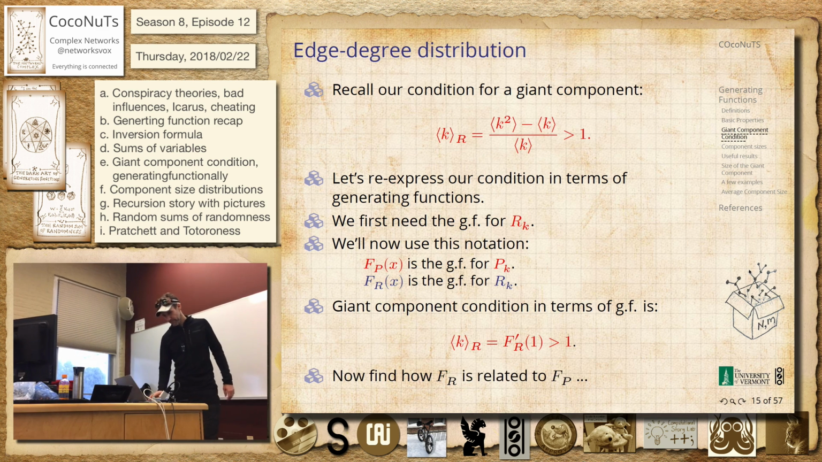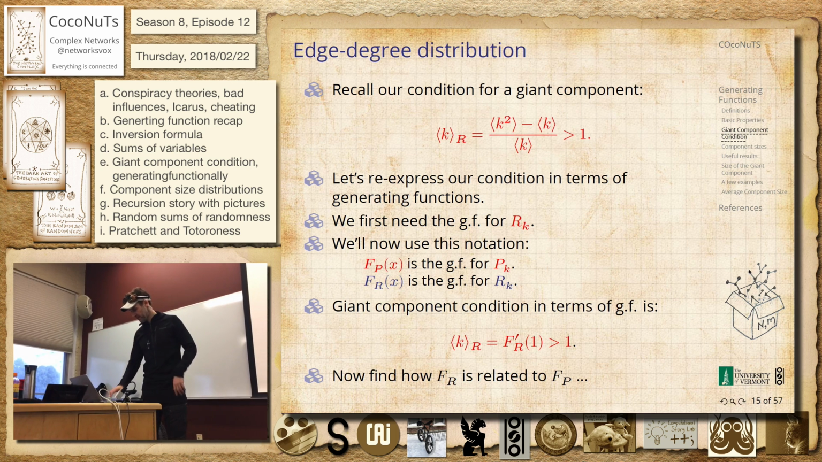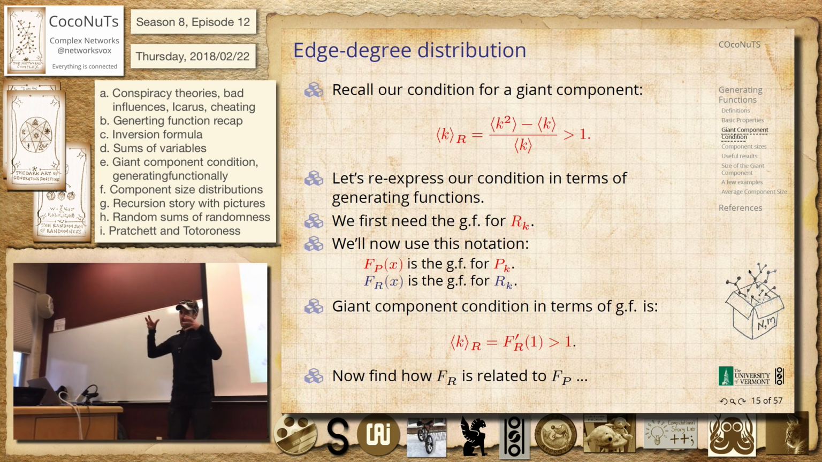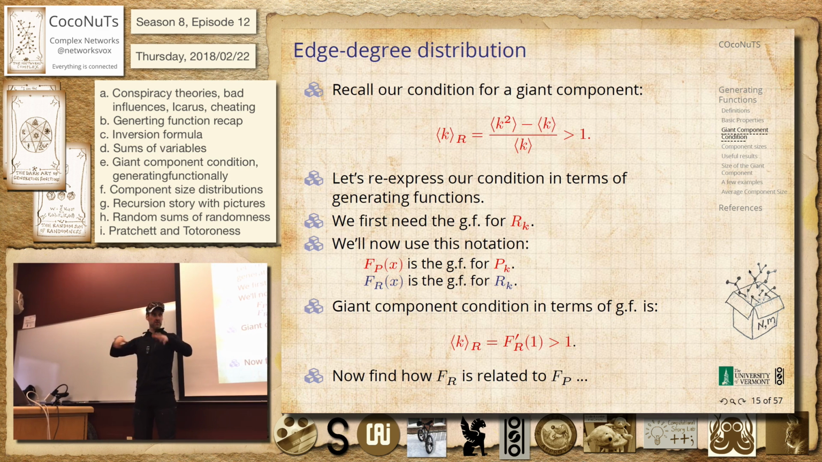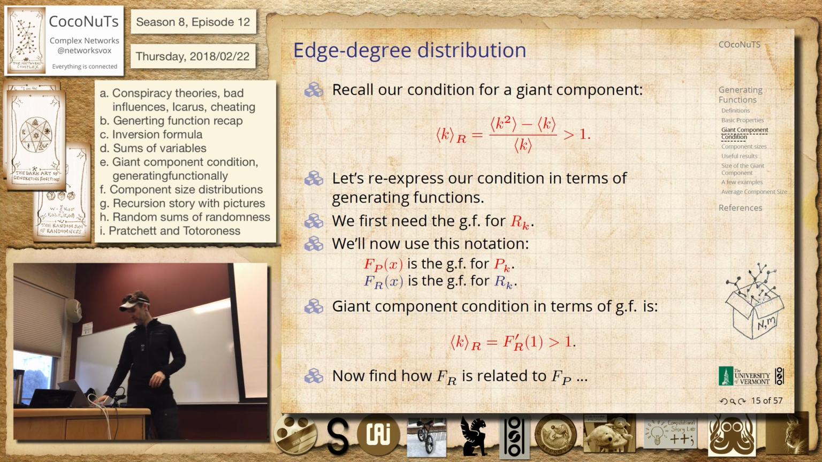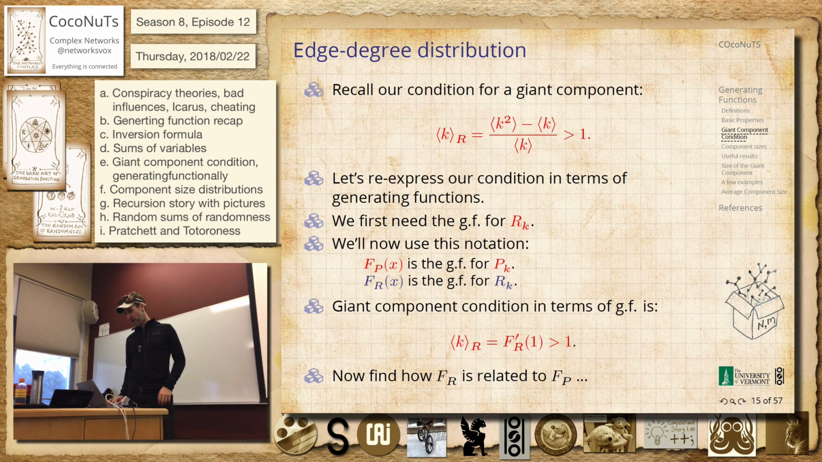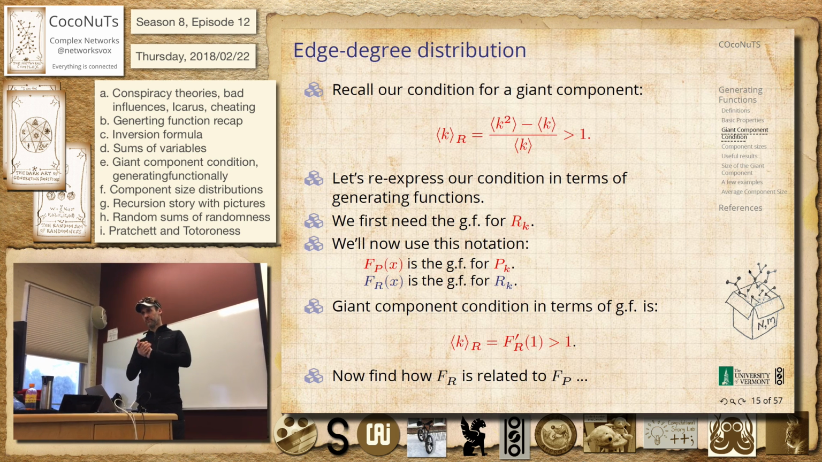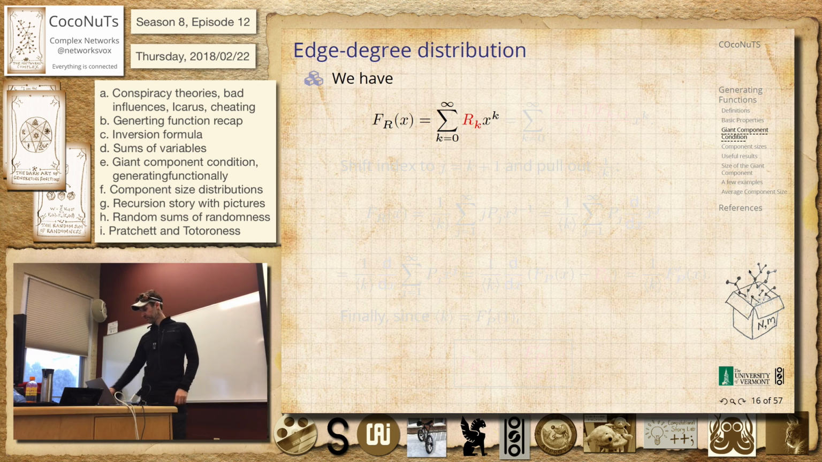Okay, so let's connect these two generating functions. Because we're just talking about random networks with arbitrary degree distributions, everything's wired up randomly. There's really only one thing about these, and that's P sub k, the distribution of degree. Should we move on? Yes.